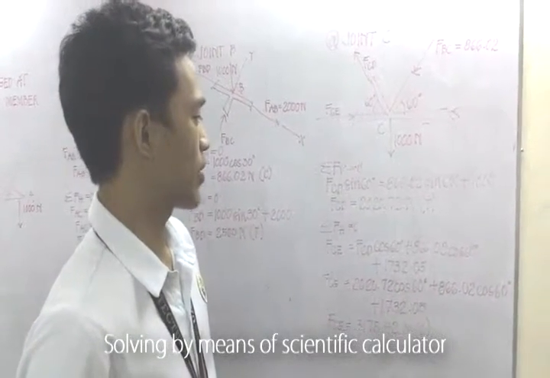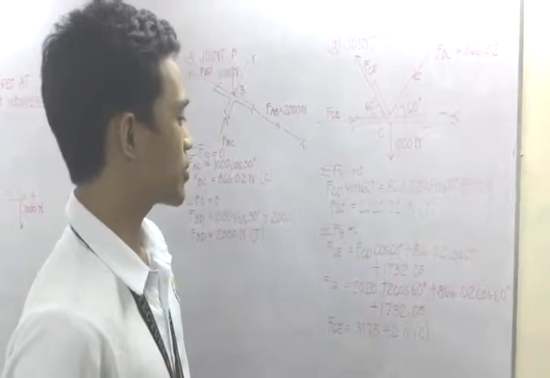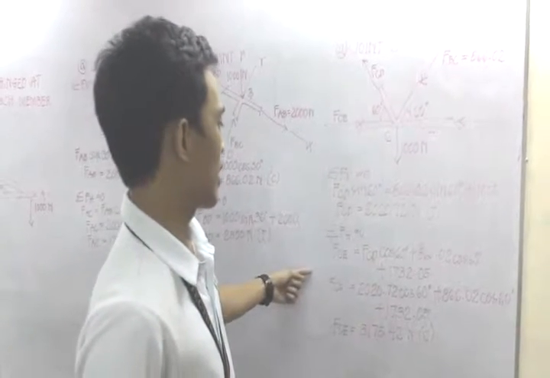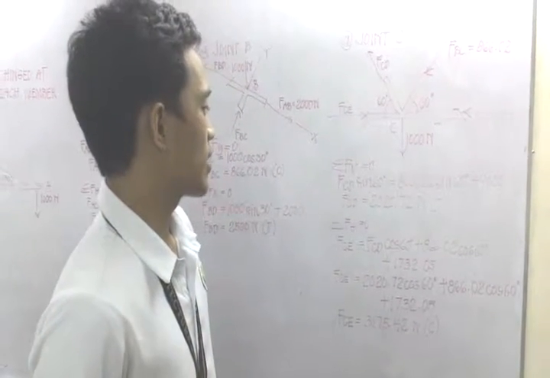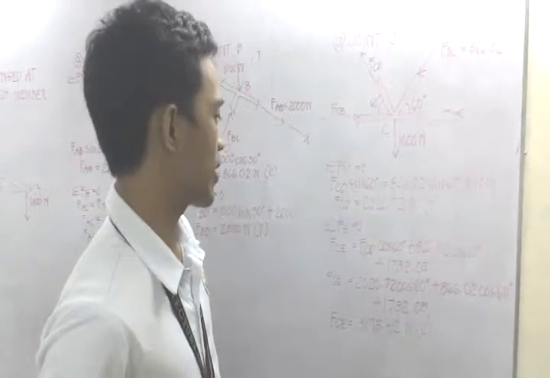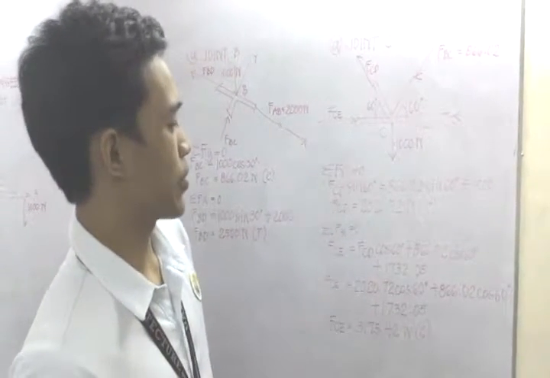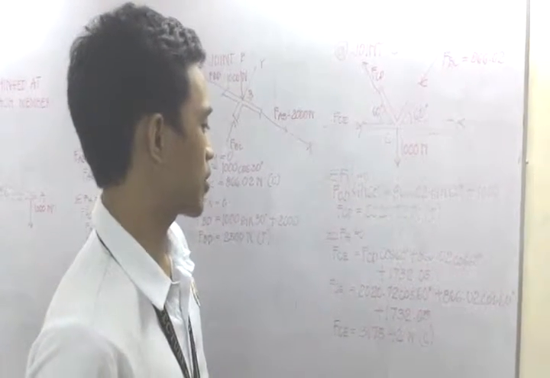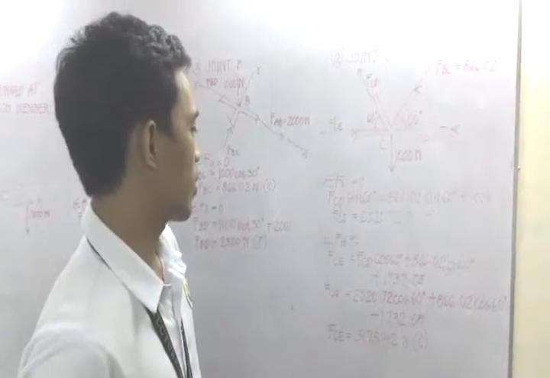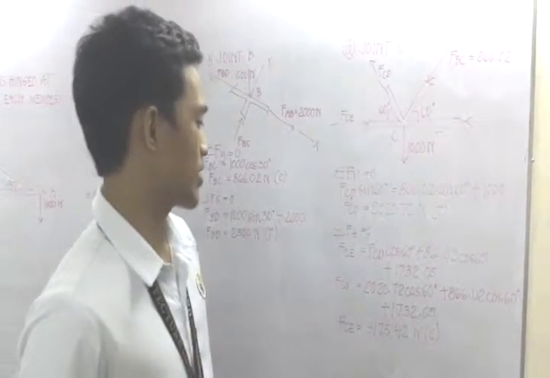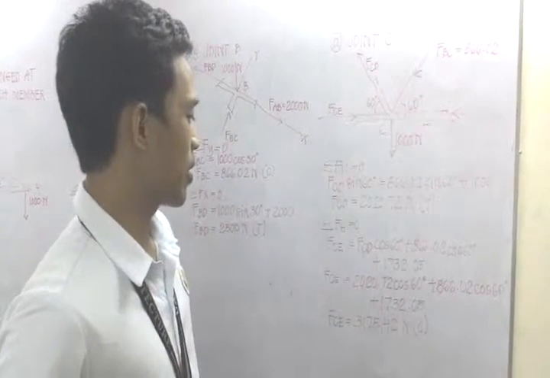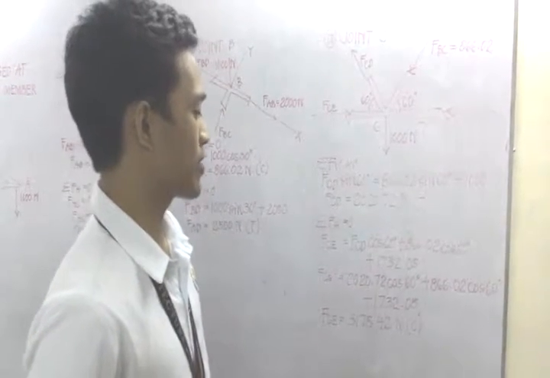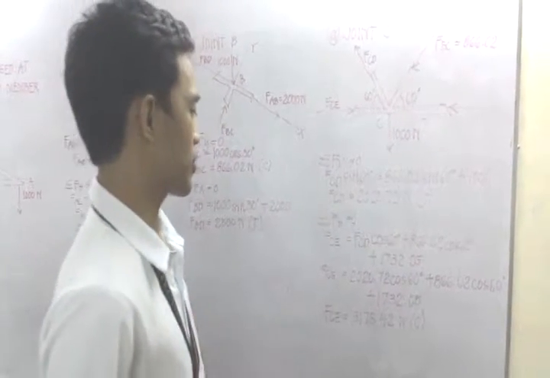And now we're gonna solve for the horizontal forces. The summation of horizontal forces is equal to 0. So FCE is equal to force CD times the cosine 60 degrees plus 866.02 times the cosine 60 degrees plus the 1732.05, which is the value of the force AC. So solving it, we will come up to the answer of 3175.42 Newton, which is a compression.